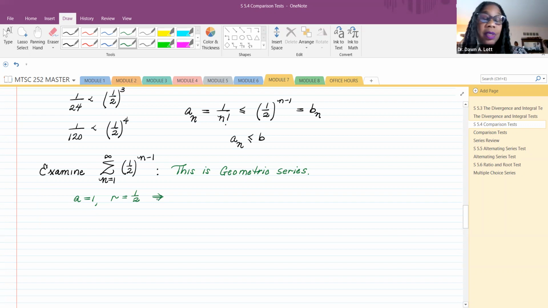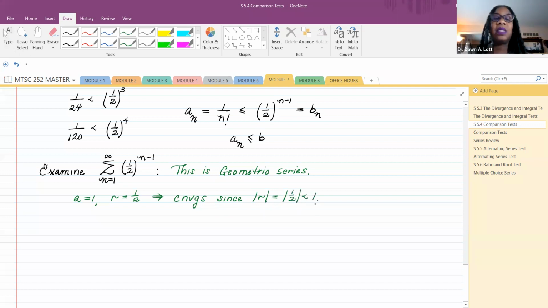You guys have not been hitting the books. All right, so this converges since the absolute value of R, equal to the absolute value of 1/2, is less than 1. This was my prime example. In fact, this series has a sum. Okay, remember the geometric series, you can sum it, but I'm not worried about that right now. All I know is that this series converges.